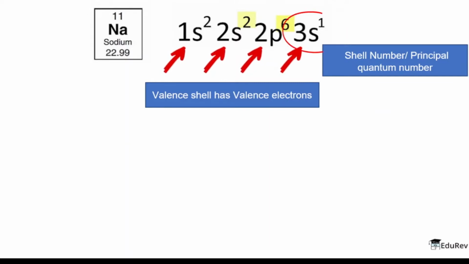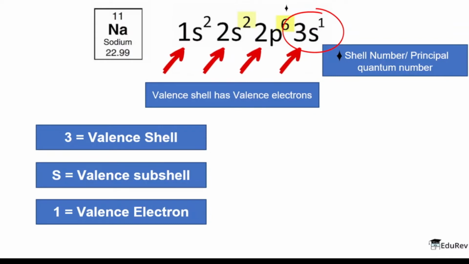So in case of sodium atom, it is having 3 as the valence shell, S as the valence subshell, and 1 electron as the valence electron. Now why this electronic configuration is very important, you will realize it in about 2 or 3 seconds.